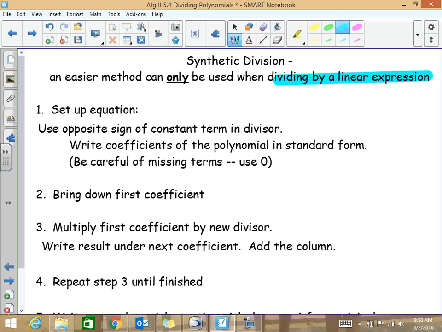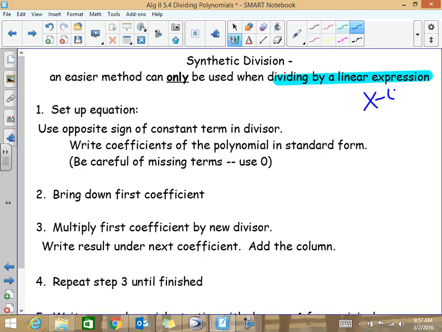So who can give me an example of a linear expression? Is x squared minus 7 a linear expression? No. Is 14x to the 3rd minus 2x squared plus x a linear expression? No. What's a linear expression? X to the 1st, right? Y'all are dead down out there.